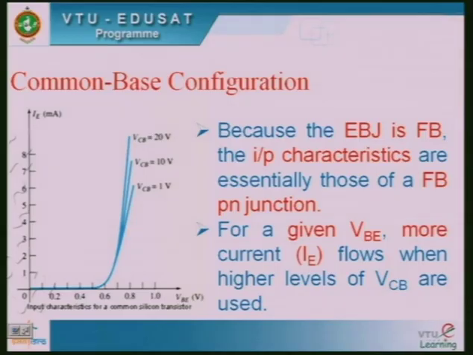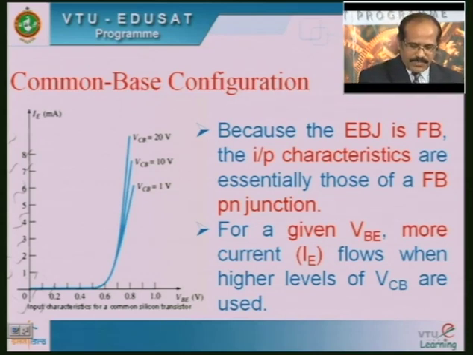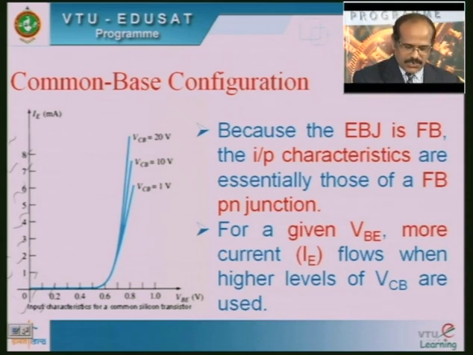So friends, one conclusion you can draw is that when the emitter base junction, that is the input junction, is forward biased, the input characteristics are essentially similar to those of a forward biased PN junction. So until the VBE becomes equal to the cut-in voltage or threshold voltage, the current will be zero. When it exceeds the cut-in voltage, the current will start flowing.